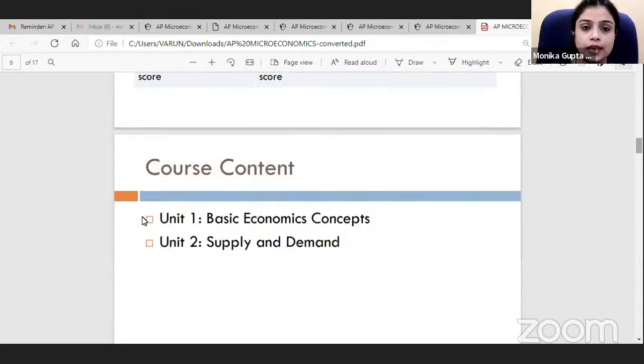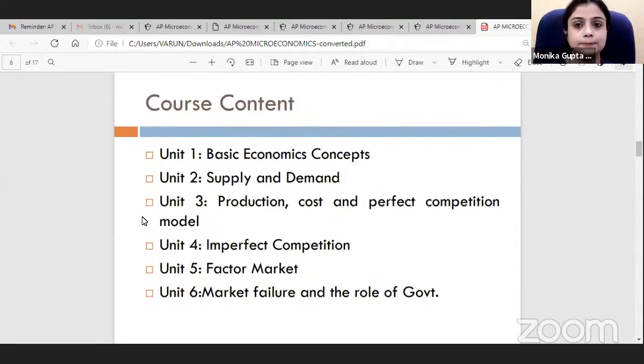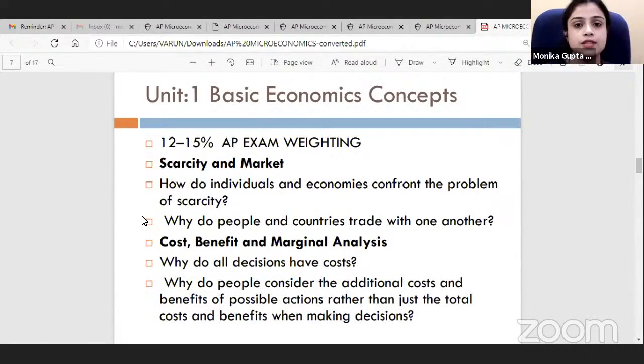Now moving ahead, we are going to talk about course content. If I talk about the course content, there are 6 major units. Now we are going to talk about each and every unit in detail. The first unit that we are going to talk about is basic economic concepts. The weightage of this unit is 12 to 15% of your AP exam weighting. It is common for micro and macro both. So if you want to do economics, this unit 1 will be common for you.